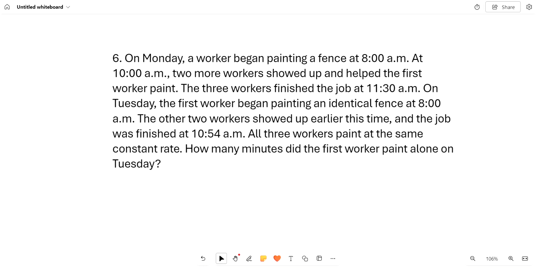On Tuesday, the first worker began painting an identical fence at 8 o'clock a.m. The other two workers showed up earlier this time, and the job was finished at 10:54 a.m. All three workers paint at the same constant rate. How many minutes did the first worker paint alone on Tuesday?